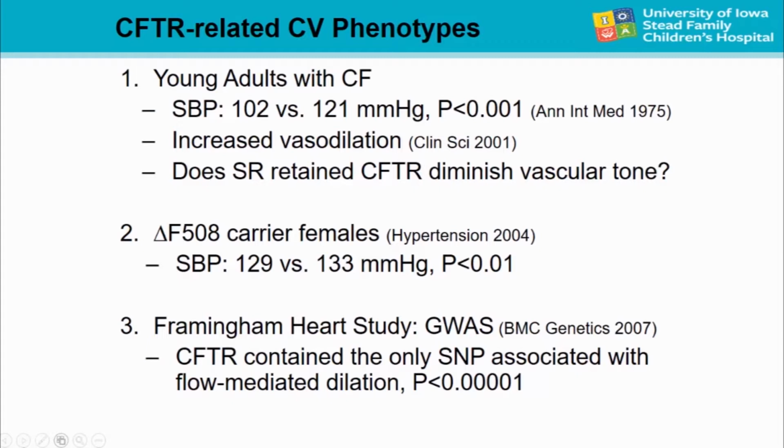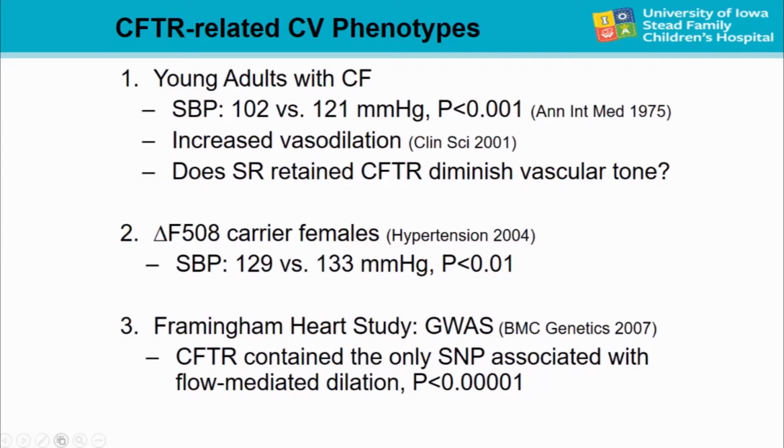There was a prominent publication in Hypertension looking at delta 508 carrier females, and they had lower pressures as well. But there again, the carriers with the lower blood pressures tended to be the ones that were wasting the most chloride in their sweat. So there were still correlations between CFTR activation and blood pressure that were difficult to disentangle in human populations. The weakest form of evidence was from the Framingham Heart Study, which is a GWAS study, and the only SNP in that study that associated with flow-mediated vasodilation was in CFTR. So take that for what it's worth, but a highly significant result in their study.